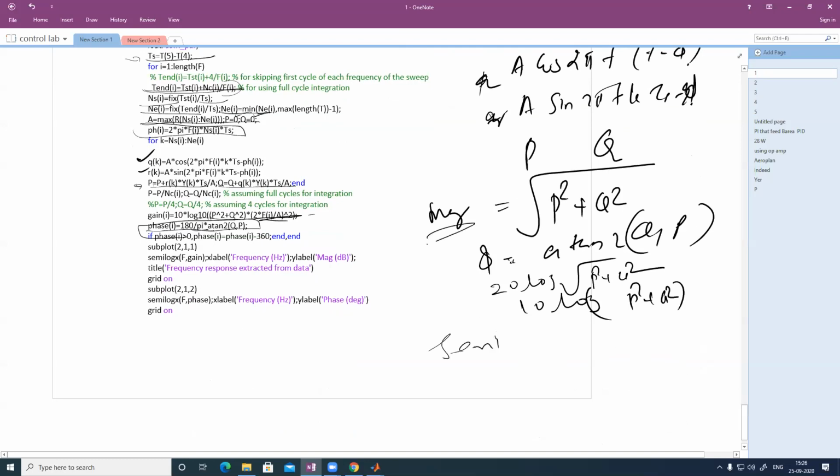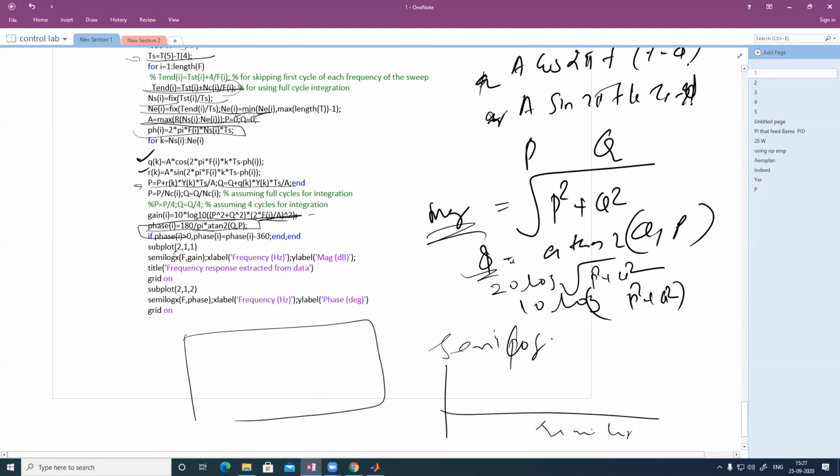So you are getting this magnitude and phase. You have to plot in a semi-log graph, so you choose the semi-log x of that one. That is subplot 2, 1, 1. Subplot means it will create 2 rows and 1 column. In the first one you are plotting with semi-log the f and gain, which means this magnitude plot only. You will get the magnitude plot here, and subplot 2, 1, 2 means here it will plot the phase plot.